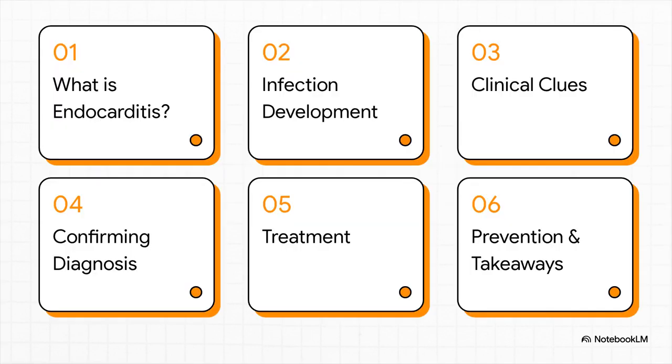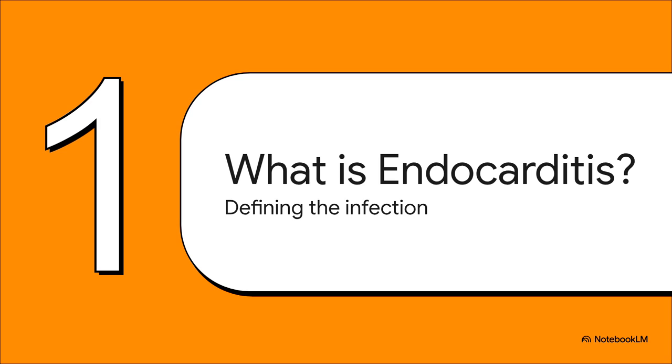Okay, so to solve this thing, we need a plan, right? Here's our roadmap for today. We're going to start with what infective endocarditis actually is, then look at how it develops, how to spot the clues, and, crucially, how to confirm the diagnosis. After that, we'll talk treatment, and finally, prevention and the big takeaways. Let's get into it.